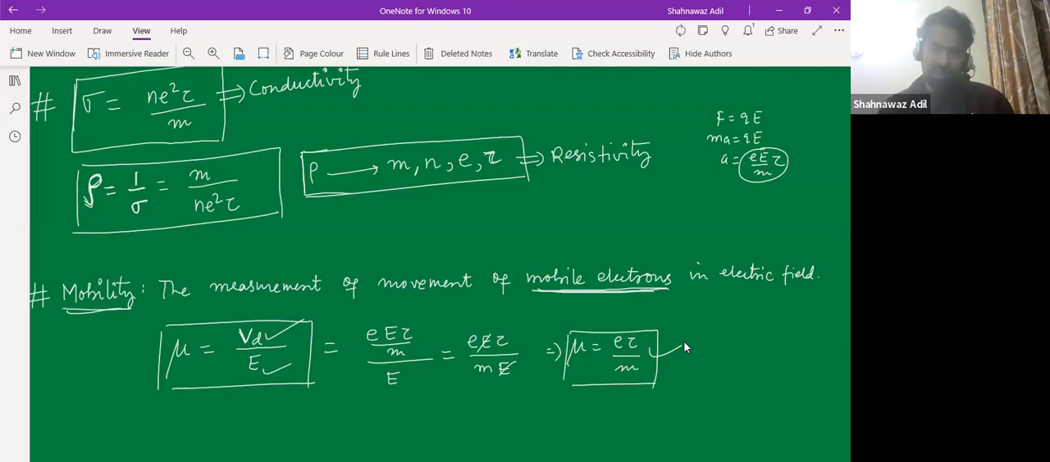So please note it down, and then we'll understand the temperature dependence of resistance and resistivity.